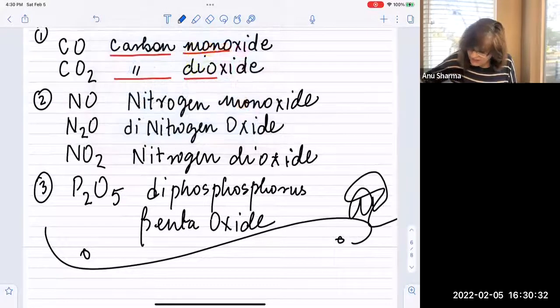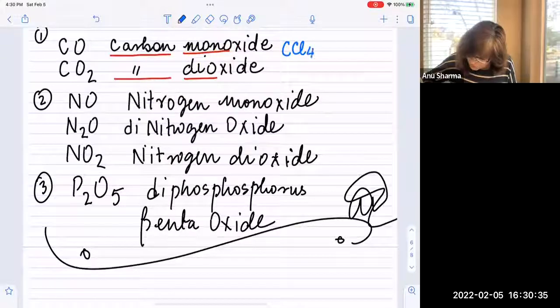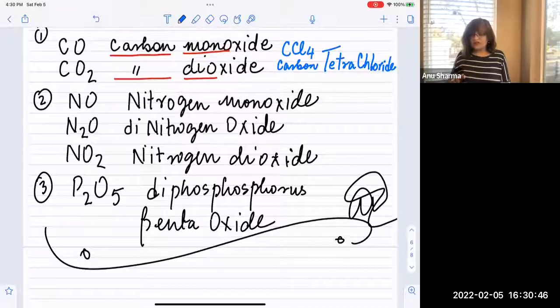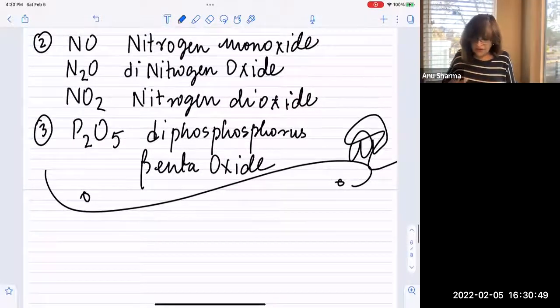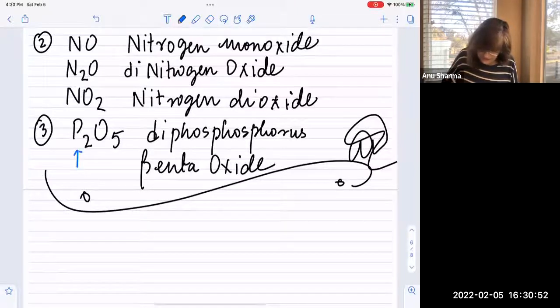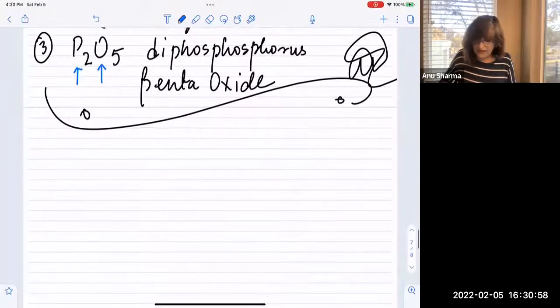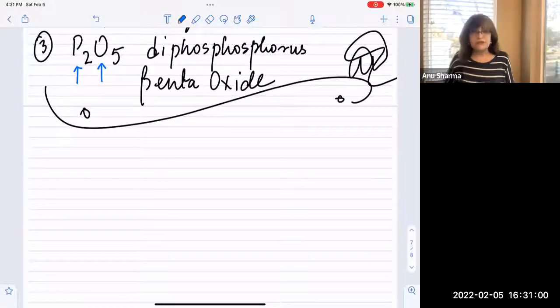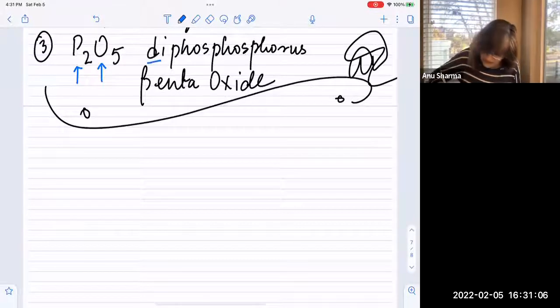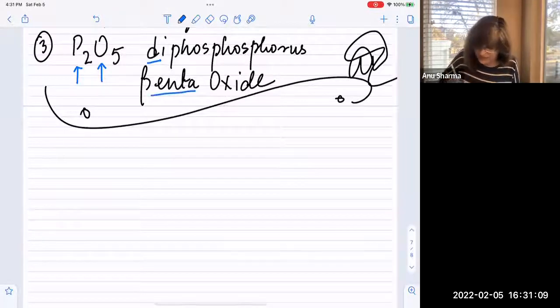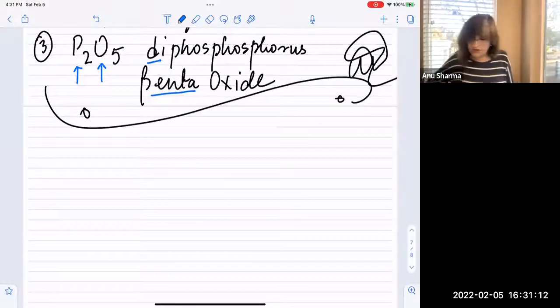Similarly, if you have a compound like CCl4, this becomes carbon tetrachloride, because it's just the chlorine attached by itself to carbon. The same is the case. Now look at this. Because there's only one carbon, it's carbon monoxide and carbon dioxide. But if the first element is two or more, then this becomes diphosphorus pentaoxide. Okay, so these are the general naming rules.